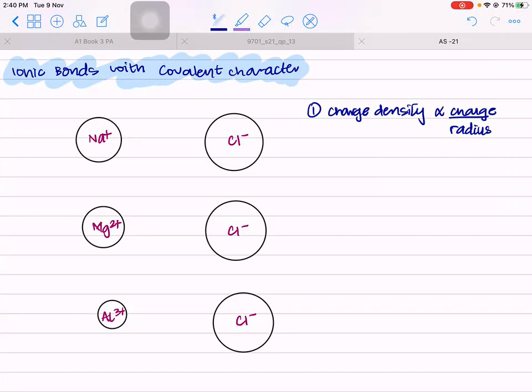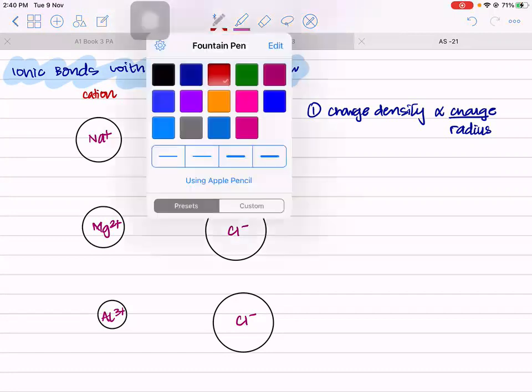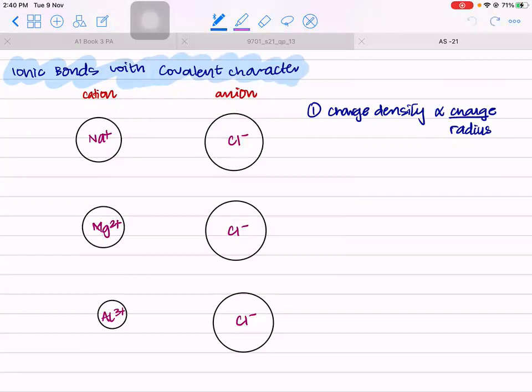Now, if you look here, this is our cation and this is our anion. Charge density is a property of cations. Now, which cation has a higher charge density? Sodium, magnesium, or aluminum? Aluminum. Because aluminum has a greater charge and smaller radius. And why does it have a smaller radius? Because across the period, the radius decreases. So this has a higher charge density, and this has a lower charge density.